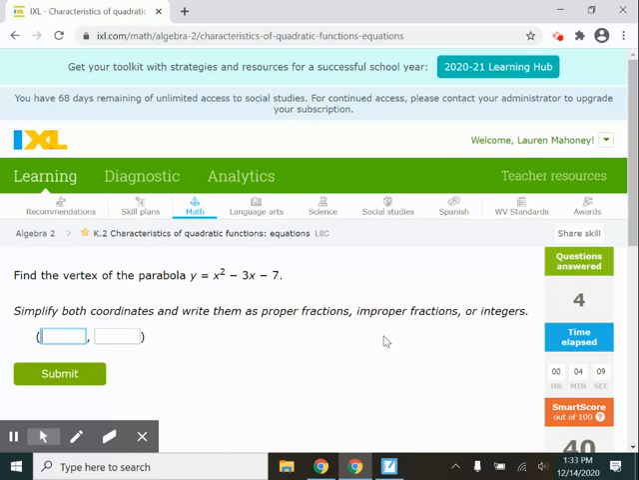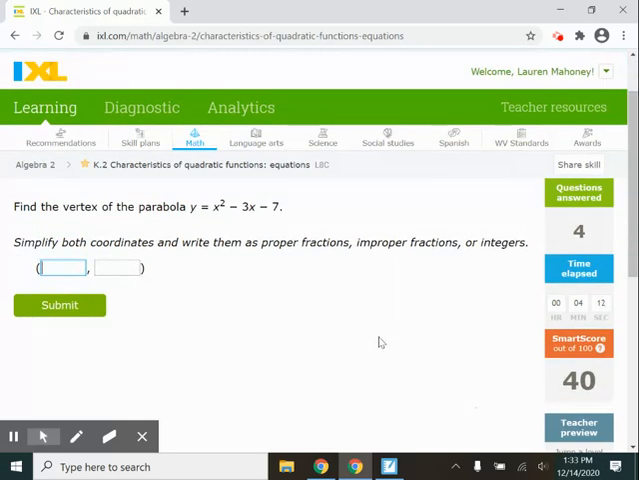Okay, now this one is asking us to find the vertex. This is where you would probably want to pull up Desmos as your calculator or use the calculator on your Chromebook because you are going to end up with fractions here whenever you do this. So to find the vertex, remember the x coordinate is negative b over 2 times a.